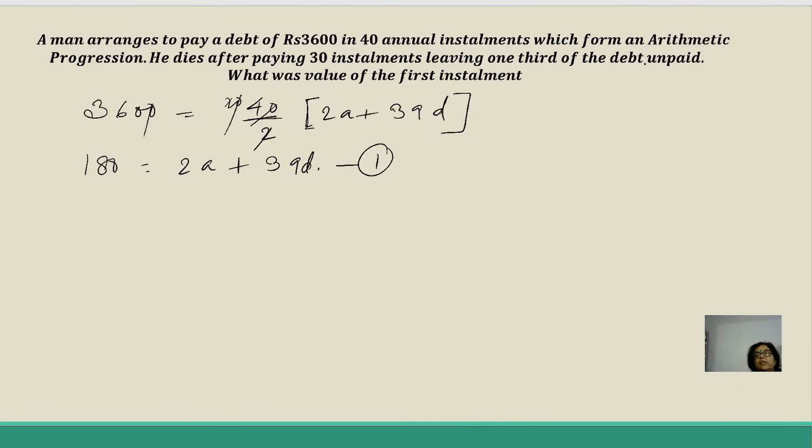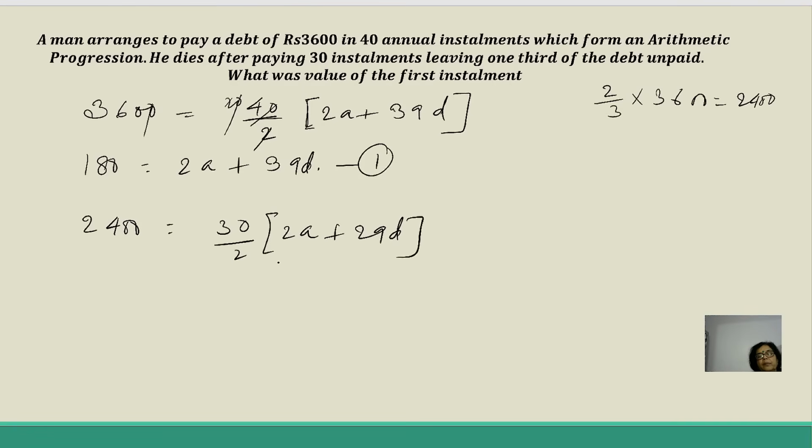So, but one-third of the debt is unpaid. So what is the debt paid? That is 2/3 of 3600, which is equal to 2400. That means we can frame another equation. 2400 has been paid in 30 installments, so 30 by 2, 2a plus 29 into d. So this becomes 15, and this is 15 ones 15, 9, so we get here 160. So 160 is equal to 2a plus 29d. So we get another relation over here.